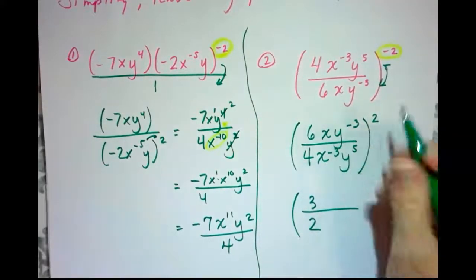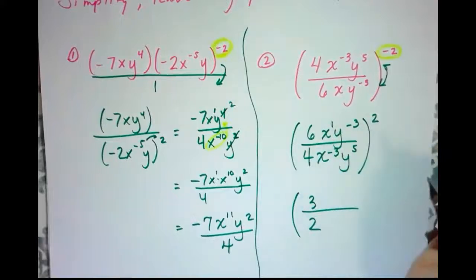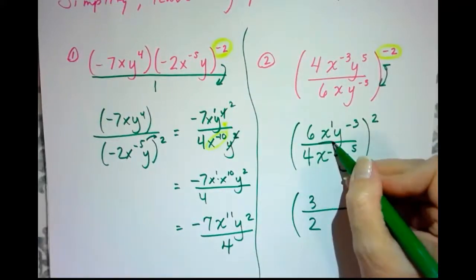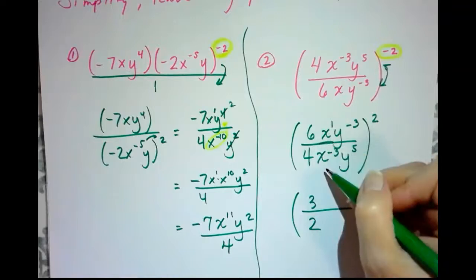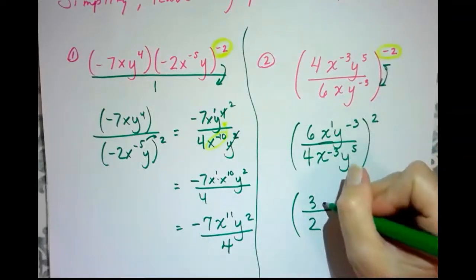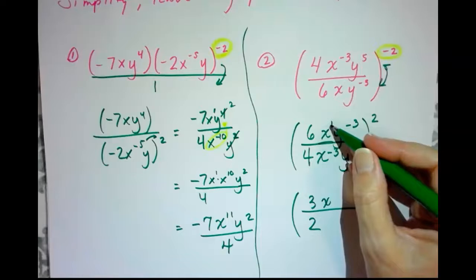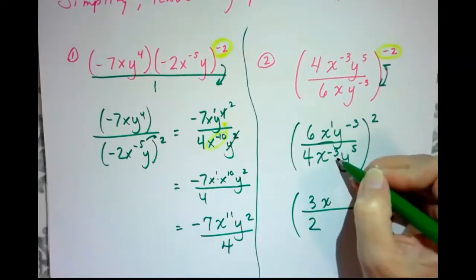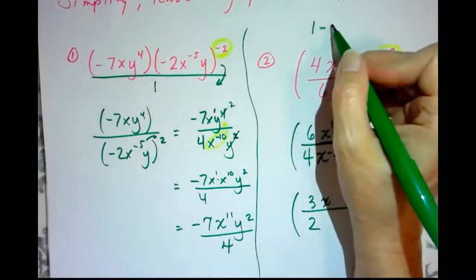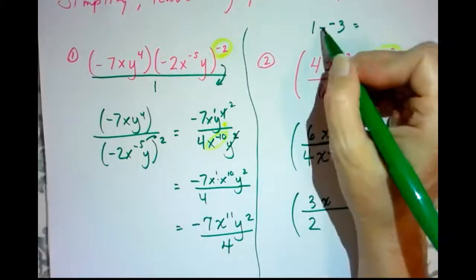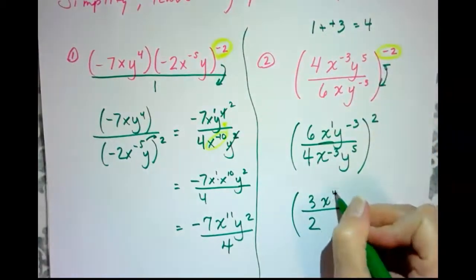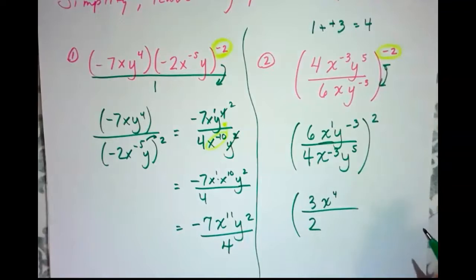Now look at the x's. This is x to the 1st over x to the negative 3rd. This is a quotient. The bases are the same. We can subtract the exponents. So we're going to have 1 minus negative 3. Say it out loud again. 1 minus negative 3 is the same as 1 plus 3, which is 4. So we got x to the 4th on the top.